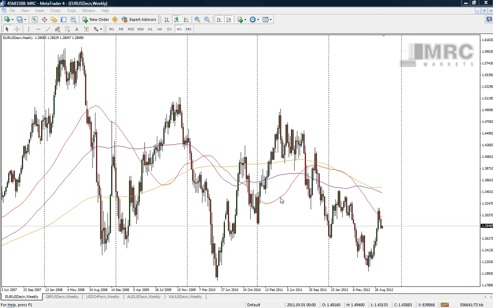For any new followers, we have 3 moving averages in each of these charts. The red one is a 55 simple, purple is 100 simple, and the gold is a 200 simple moving average.